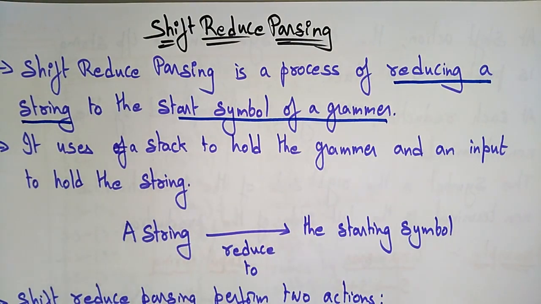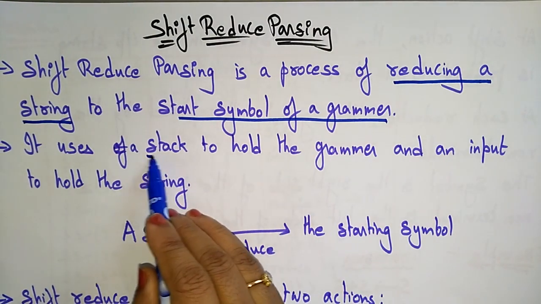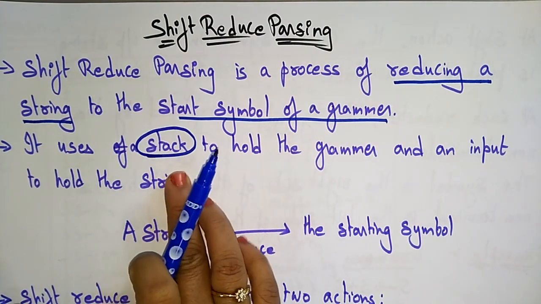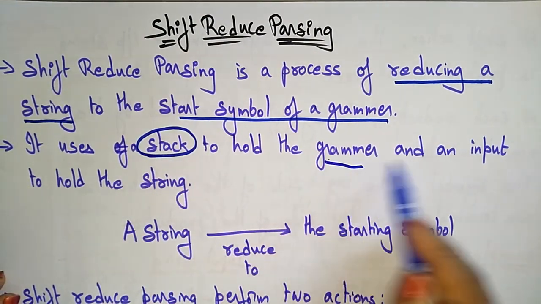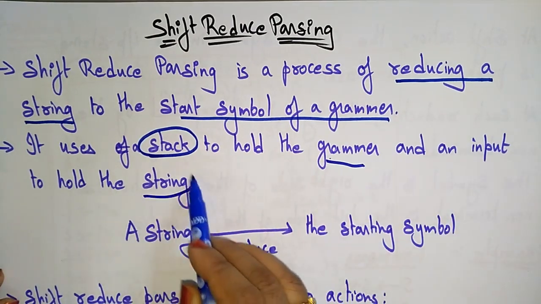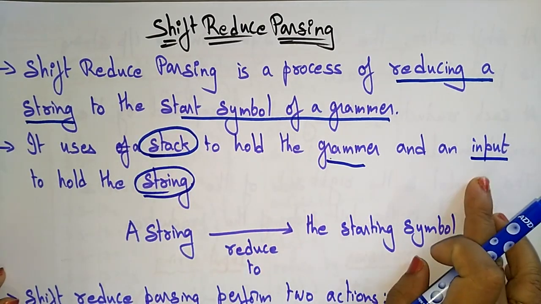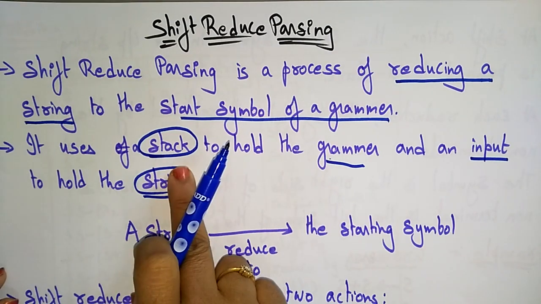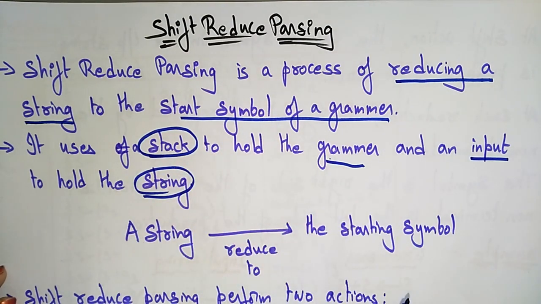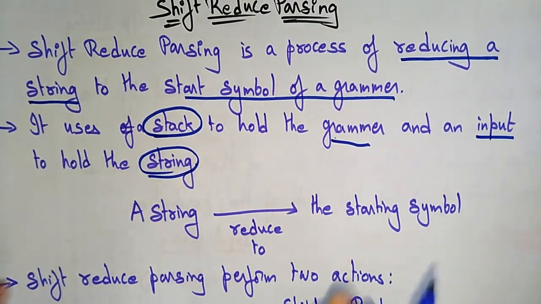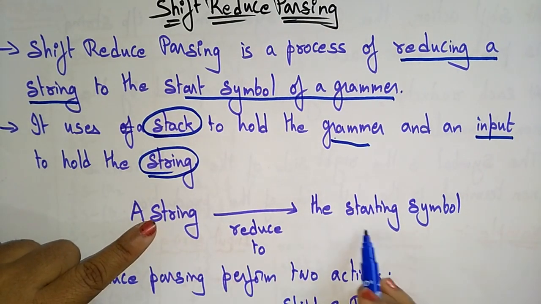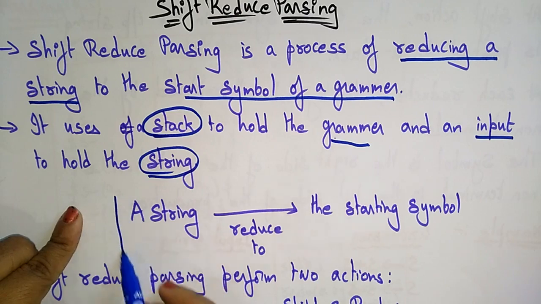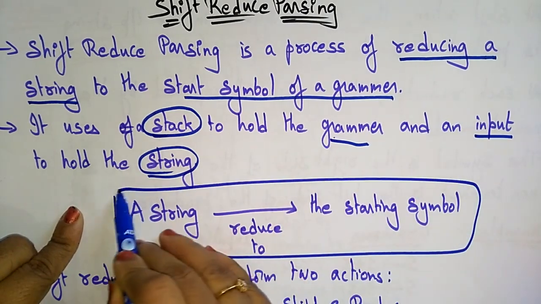So here we are using two concepts. One is the stack. What's the purpose of using the stack? The stack is used to hold the grammar and the input is used to hold the string. The final process is that a string has to be taken and reduced to the starting symbol. So this is the shift reduce concept.